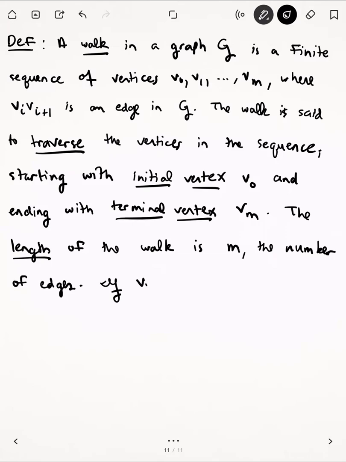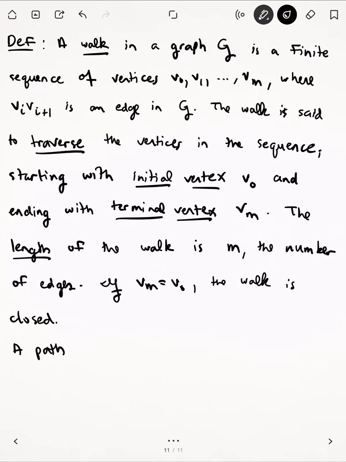If Vm equals V0, the walk is closed. Okay. And now we get a special definition.